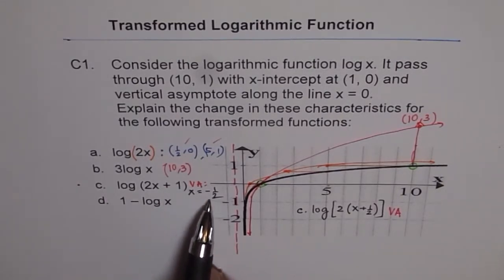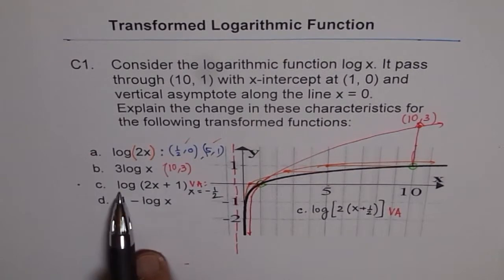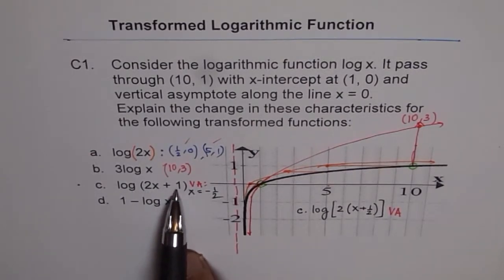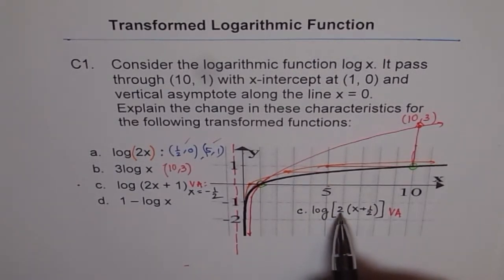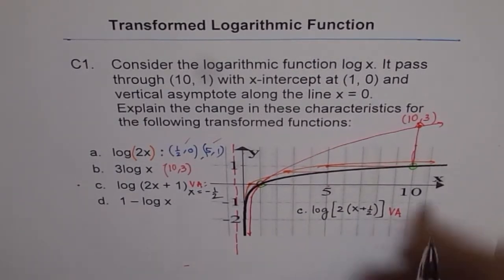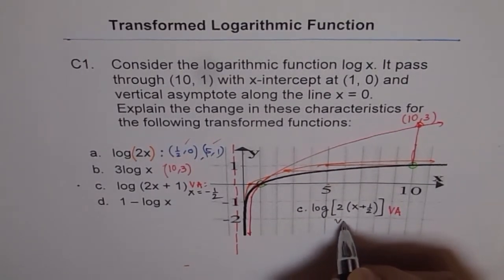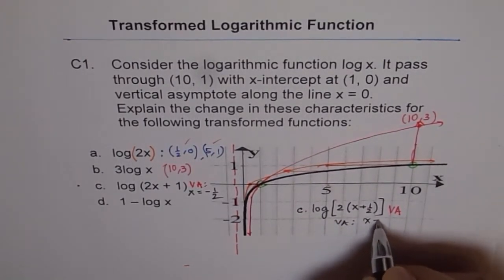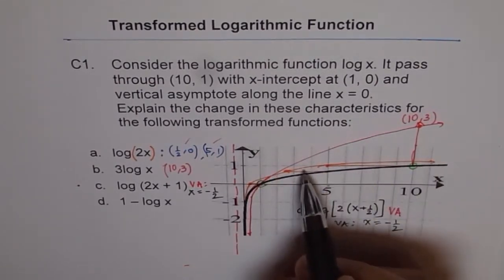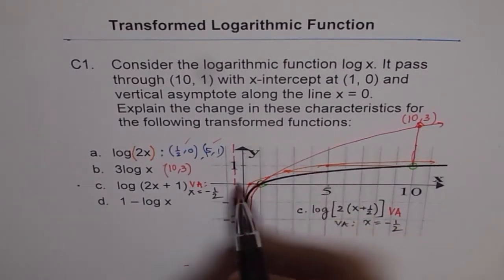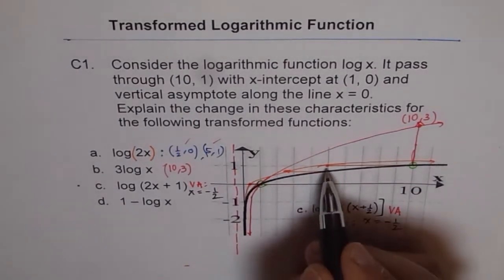Why is it minus half? Because you need to factor 2. Don't forget that. Sometimes students make a mistake and they just write minus 1, and that's a huge mistake. You need to factor 2, and then it is a vertical asymptote. So we have a vertical asymptote at x equals minus half in this case, right? So this orange line actually shifts half units to the left, half more than what it did earlier.